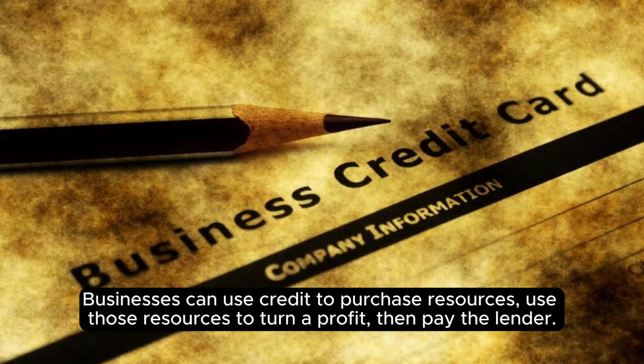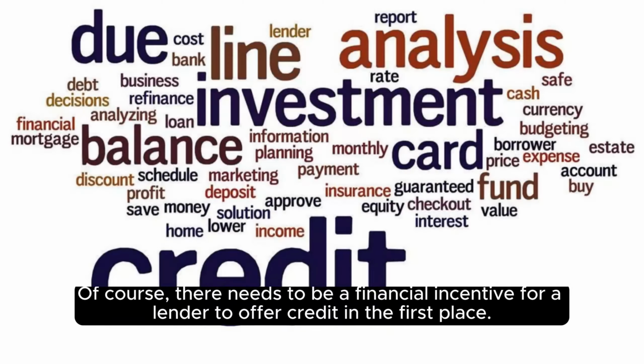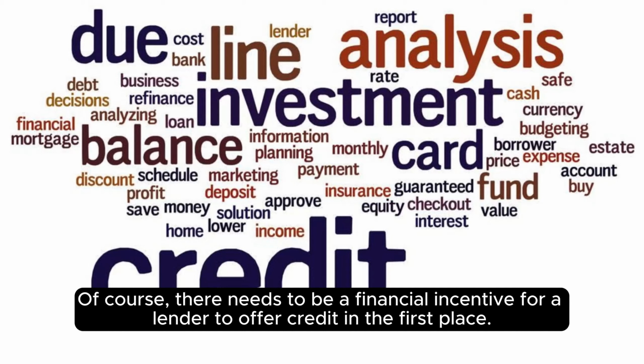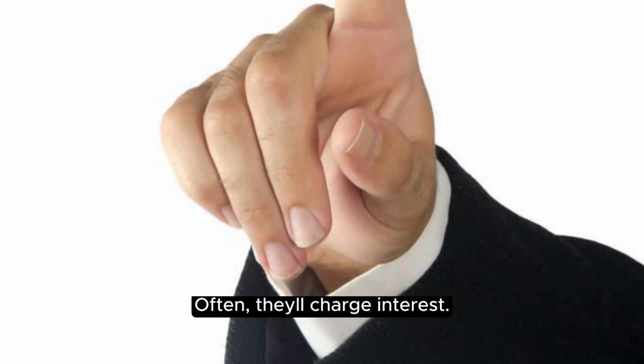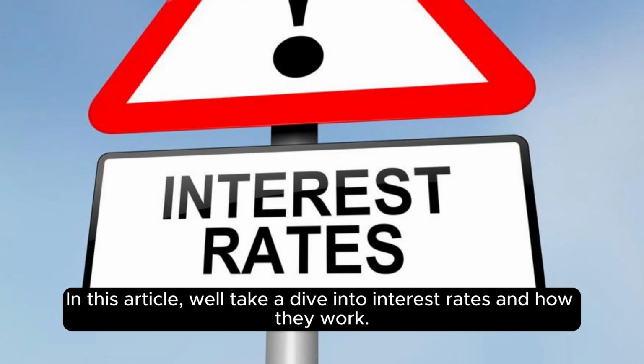Businesses can use credit to purchase resources, use those resources to turn a profit, then pay the lender. A consumer can take out a loan to purchase goods, then return the loan in smaller increments over time. Of course, there needs to be a financial incentive for a lender to offer credit in the first place. Often, they'll charge interest. In this article, we'll take a dive into interest rates and how they work.